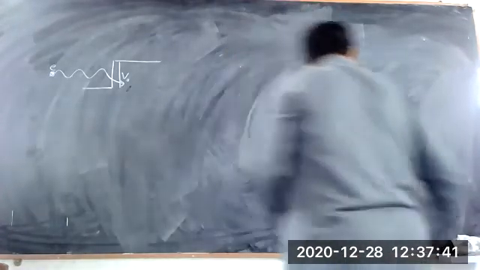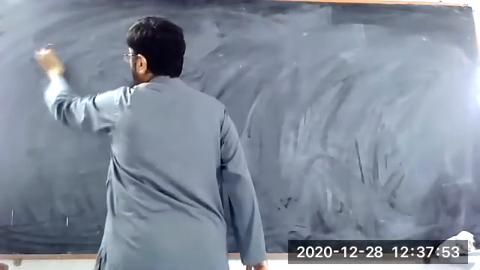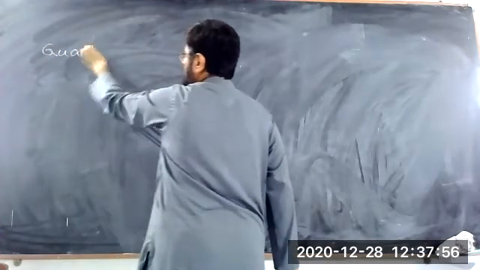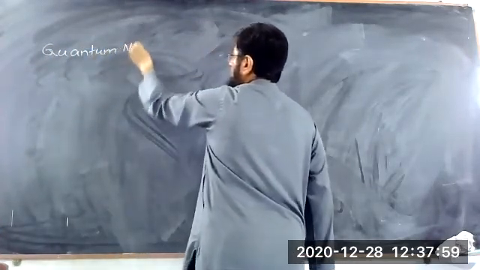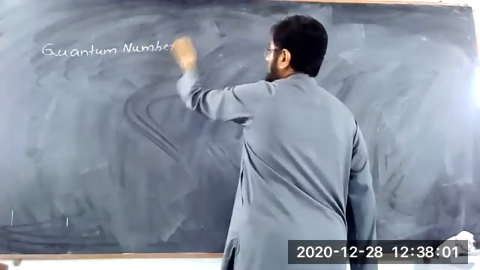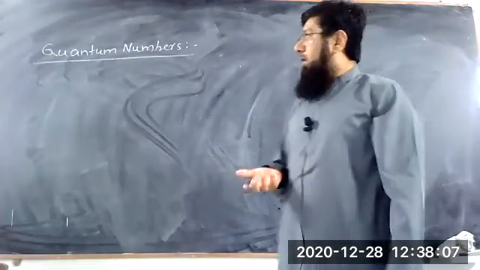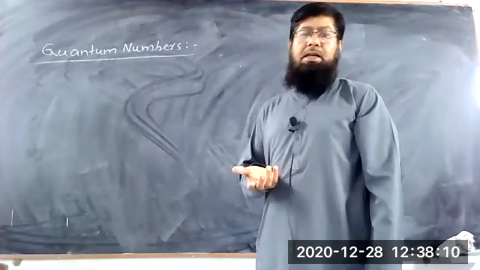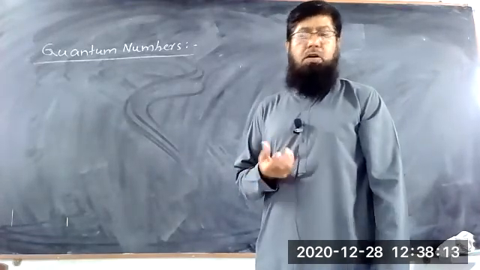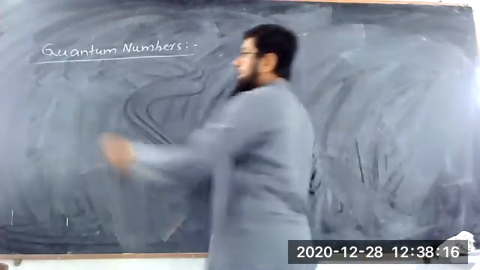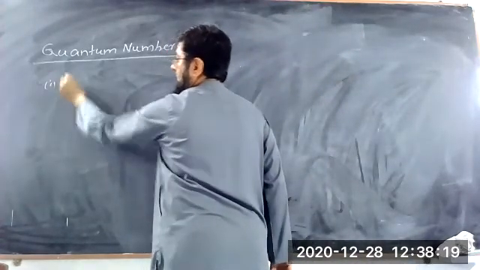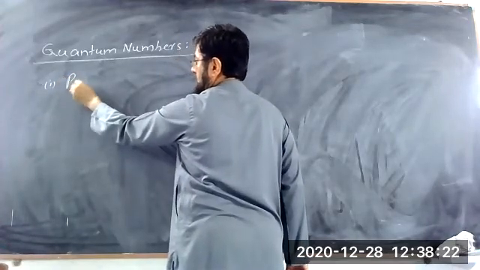So now we have to look at the quantization of the different quantum numbers. Now we know that there are certain quantum numbers. When we are discussing the particle as a wave, there are certain quantum numbers which have to be followed by the particles. Number one is known as the principal quantum number. So what is the principal quantum number?